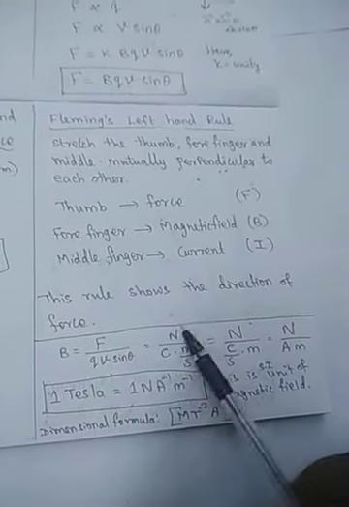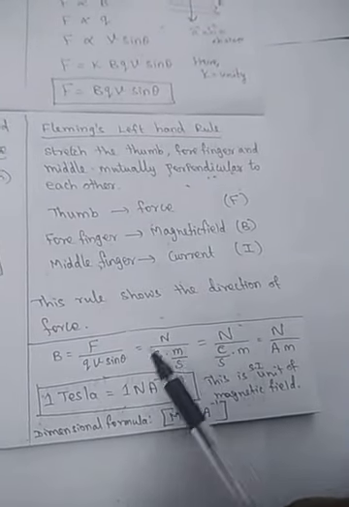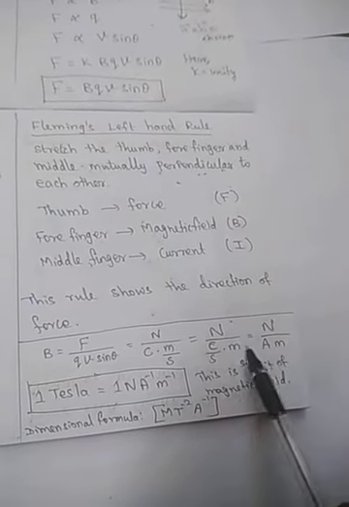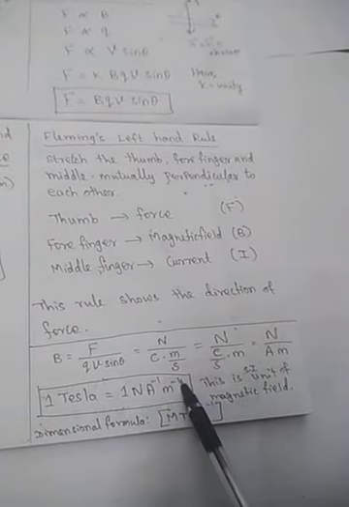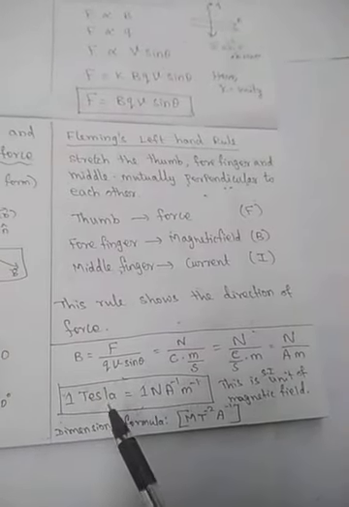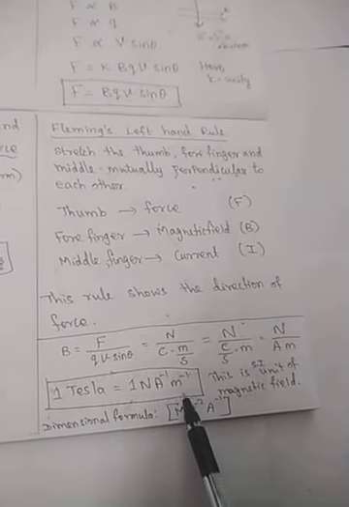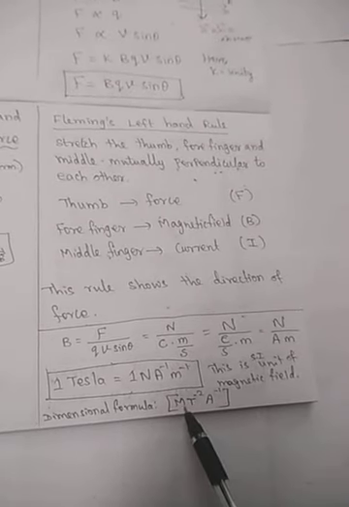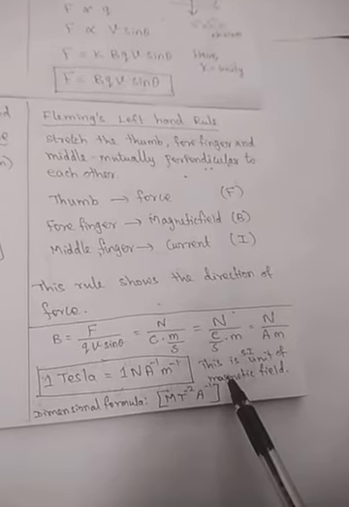What is the SI unit of force? Newton. The SI unit of charge is Coulomb and the SI unit of velocity is meter per second. Coulomb per second is current, so we write it as ampere meter. This meter comes here. So Newton per ampere meter, that is Newton ampere power minus 1 meter power minus 1, is 1 Tesla. So the SI unit of magnetic field is 1 Tesla. The dimensional formula is M T power minus 2 A power minus 1.